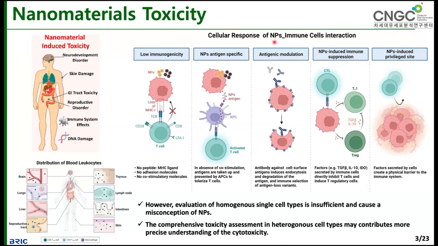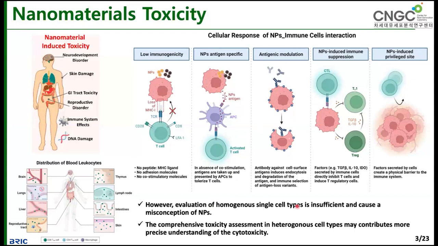So we need to check the different responses one by one. For example, these cell lines and these cell lines are completely different cell lines, but all of them are present together in the blood. So we cannot separate them. We can separate them, but it is more complicated and challenging to separate them one by one and check the nanomaterial response one by one. It takes a long time, a huge cost, and is time consuming. So we need some kind of alternative evaluation. In this heterogeneous environment, we need to check one by one.